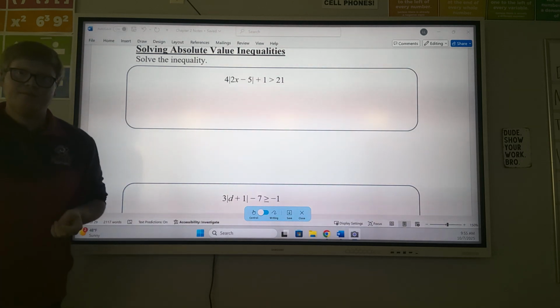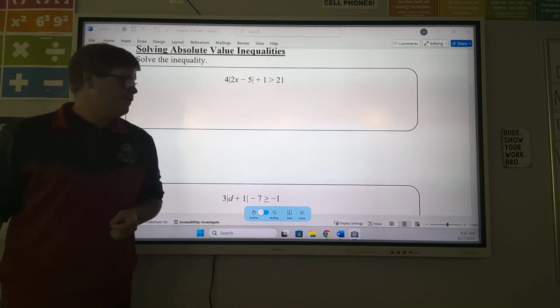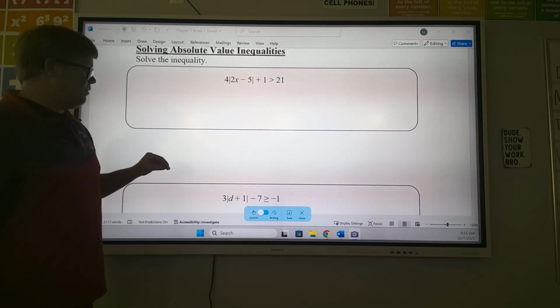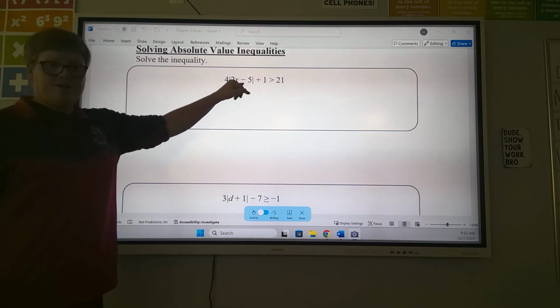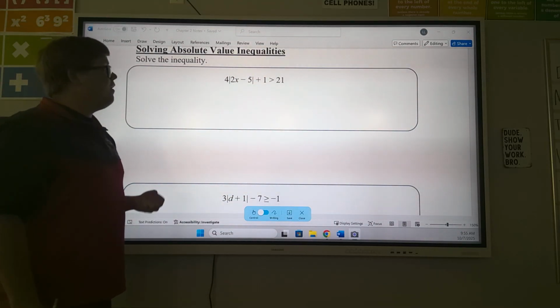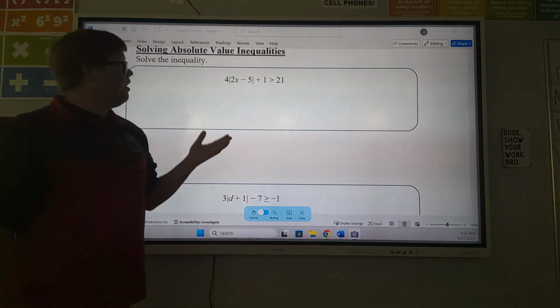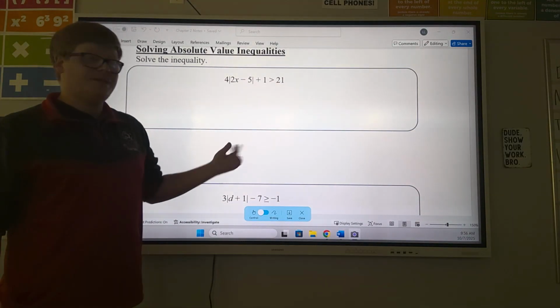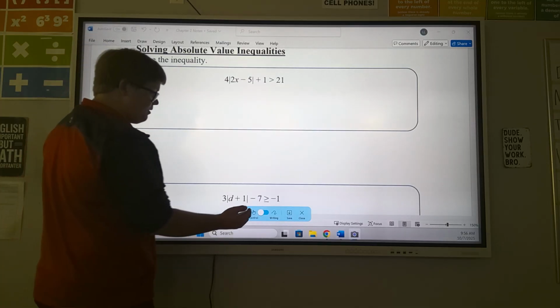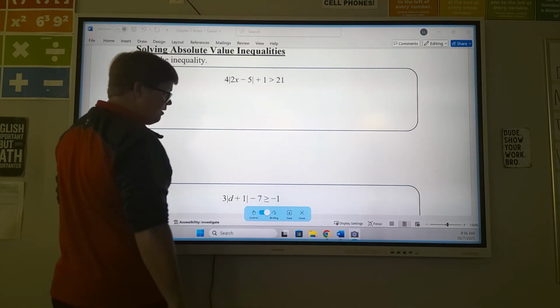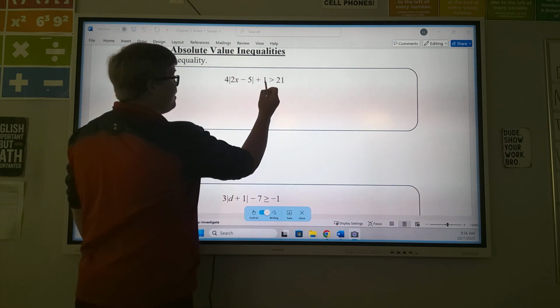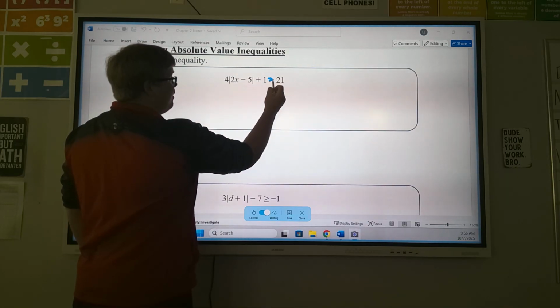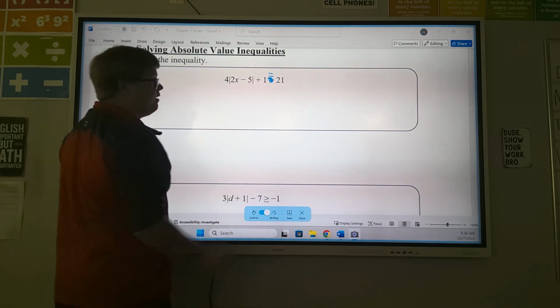We're talking about solving multi-step absolute value inequalities. The reason I say multi-step is because this absolute value is not by itself yet. And the only way to solve an absolute value inequality is by having the absolute value by itself. So you're going to solve this pretty much the exact same way that you would if we didn't have this inequality and it was an equal sign.